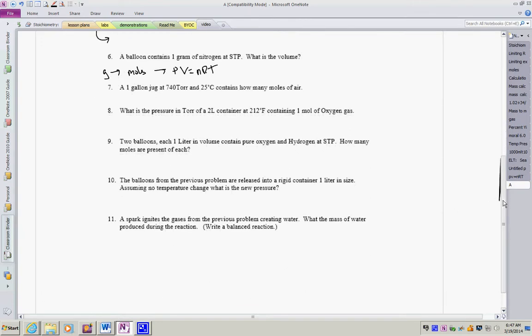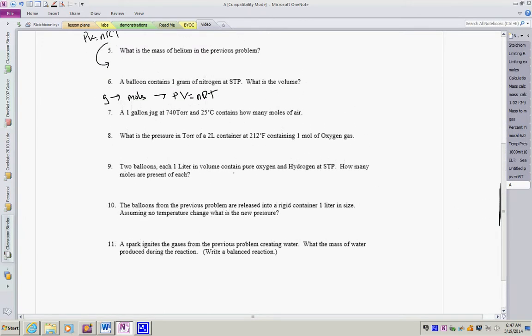I would say pretty much all of these so far. Remember, 212 is 0 degrees Celsius. I shouldn't say that. It's 100 degrees Celsius, so 100 degrees Celsius, and 373 Kelvin. All right, moles. All of these are going to be PV equals nRT.